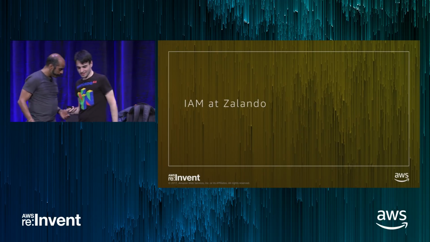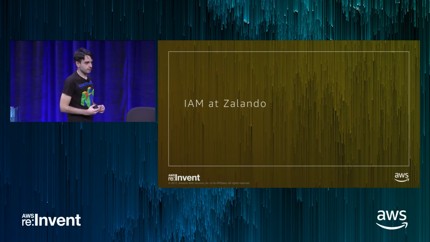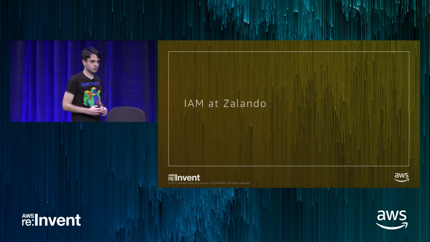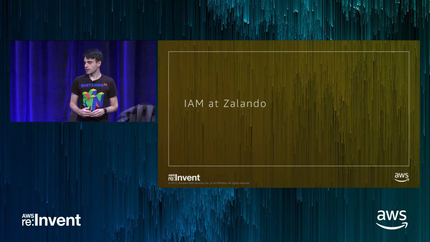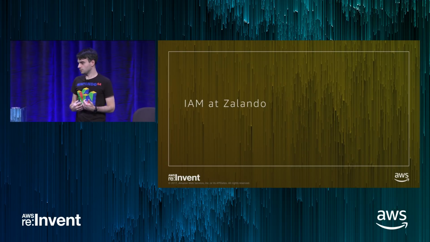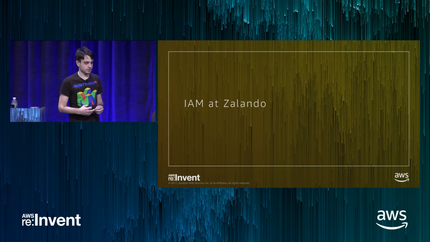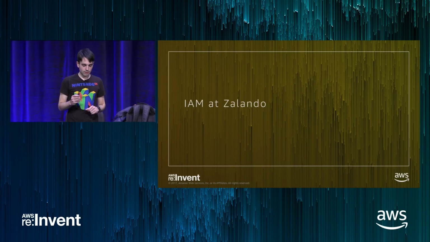Thank you, Arun. All right, so when talking about IAM at Zalando, we have to actually talk about two IAM systems. So the first is the AWS IAM, and the second is an internal IAM system that we use that I will call for the rest of this presentation Platform IAM. I'll get a little bit more into that.